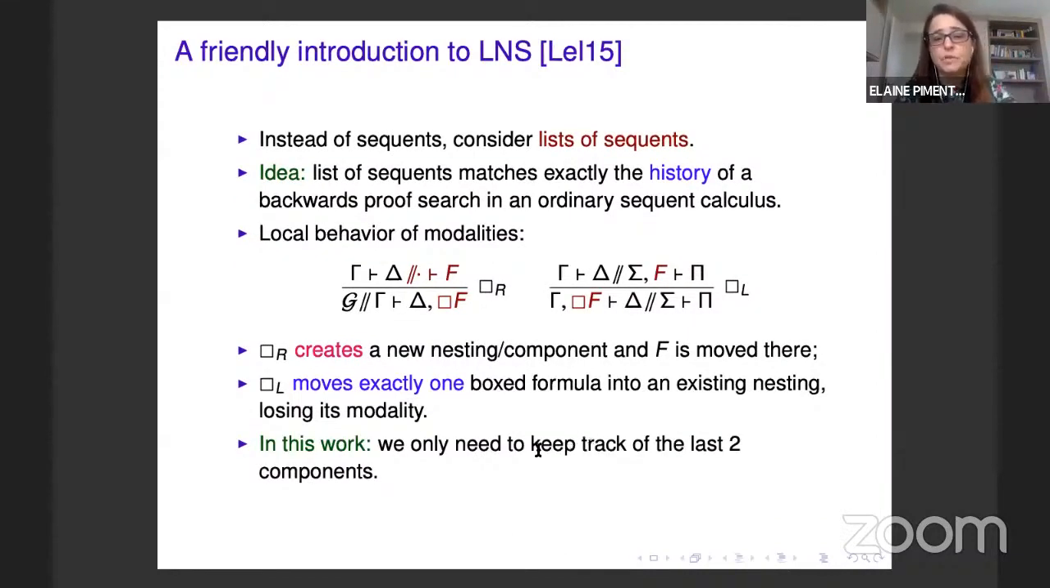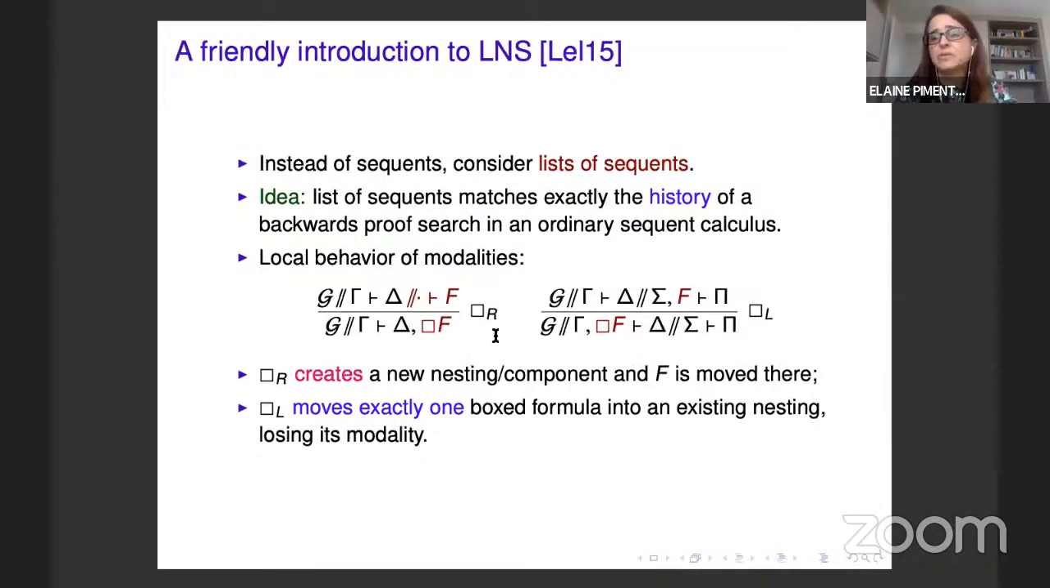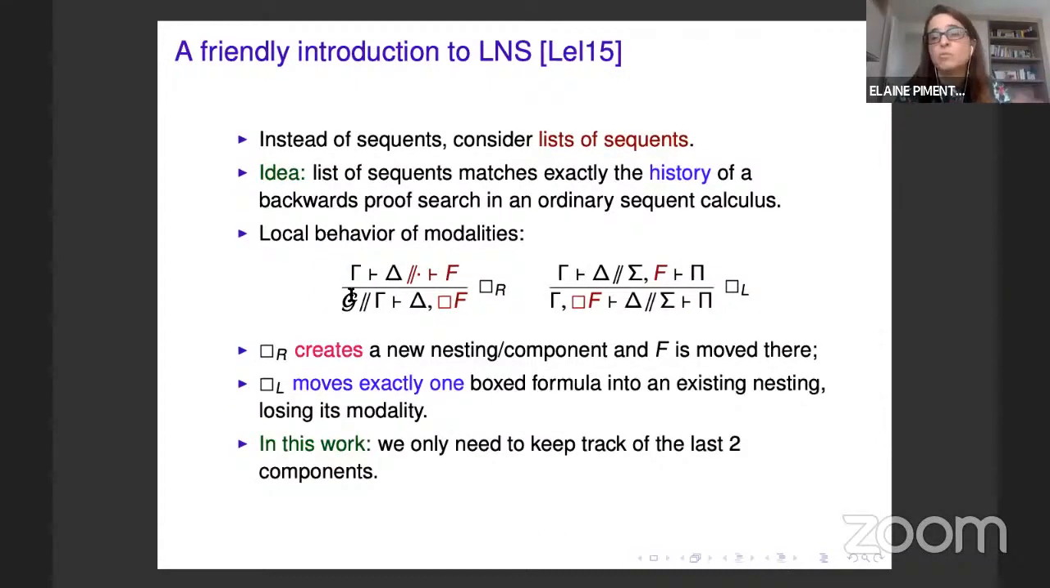In this work, this is a nice result. For all the logics I'm going to talk about today, we don't need to take care of all the components; you only need to take care of the last two components, right? These components keep track of the history of the backwards proof search. But for the systems we're going to see today, you only need the last two steps at most. Instead of keeping track of all the components, all the history, I'm only going to have the last two at most. So box is going to be like this: I can have something before or not, it doesn't matter. If I have something, it's going to be only one. Then I move up creating another one, and then I forget about my history.